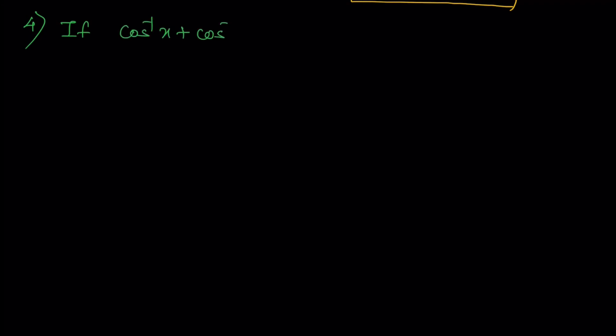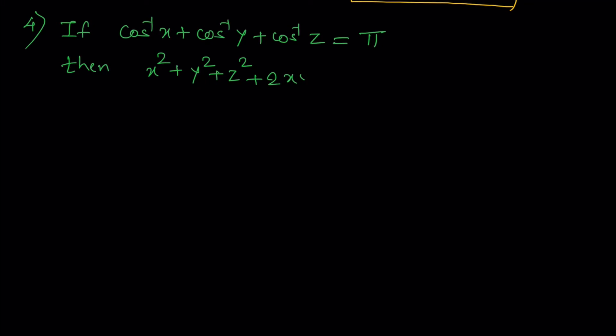For the next one we are given, if cos inverse x plus cos inverse of y plus cos inverse of z is equal to pi, then prove that x square plus y square plus z square plus 2 times x, y, z is equal to 1.